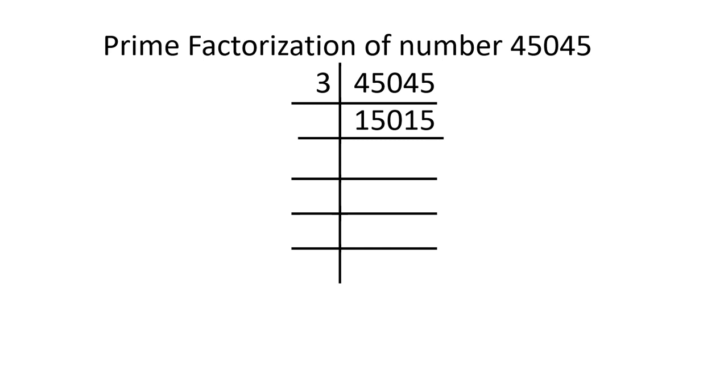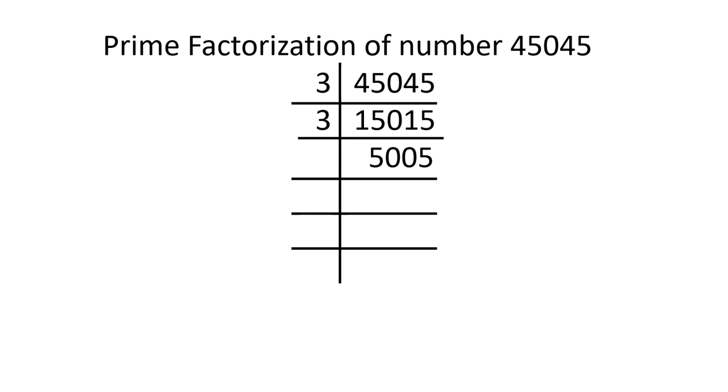I again add up the digits to see its divisibility by 3. 1 plus 5 is 6. Again 1 plus 5 is 6. 6 plus 6 12. It is divisible by 3. So I divide by 3 again. I get 5005. Now 5 plus 5 is 10, which is not divisible by 3. So I cannot divide any more by 3.